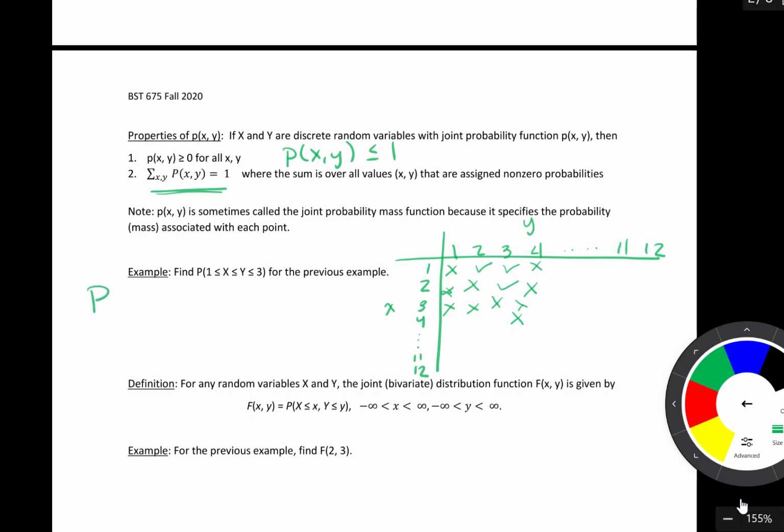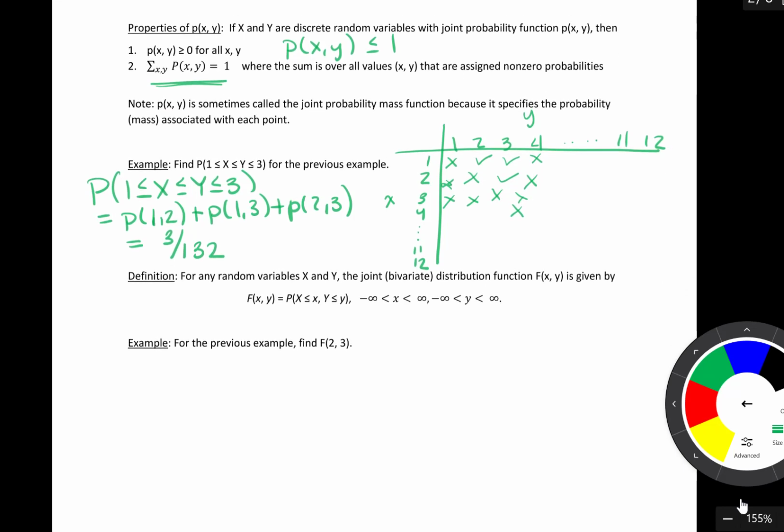So, the probability that we're interested in is equal to p of 1, 2 plus p of 1, 3 plus p of 2, 3. And remember before we saw that all of those were equal to 1 divided by 132, so this is equal to 3 divided by 132.